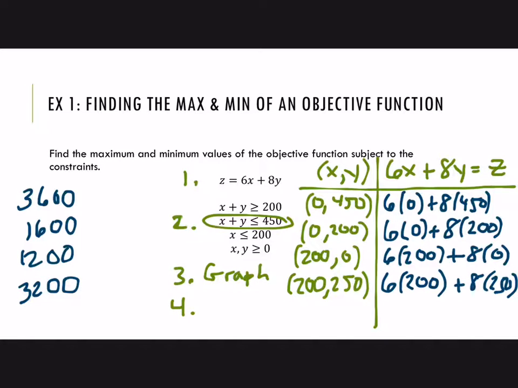Okay, so then the maximum value, just choose the biggest one, so the maximum value is 3,600. And then the minimum value would be 1,200.